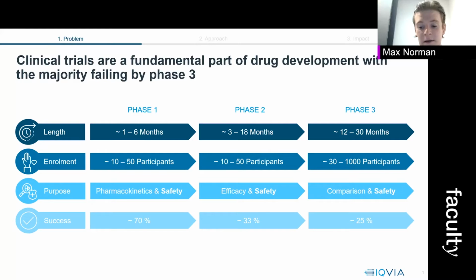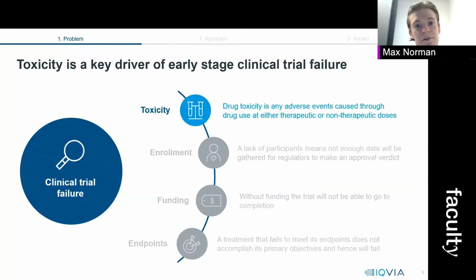Now, why is this? There are a number of reasons, but for the purpose of this project, I focus solely on toxicity. Toxicity is any adverse event caused through drug use, either at therapeutic or non-therapeutic doses. The reason I focused on toxicity is because this is an observable phenomenon that can be studied with a scientific method. The enrollment and funding reasons are more business-oriented, and as a result, don't present the same opportunity to leverage the power of AI.